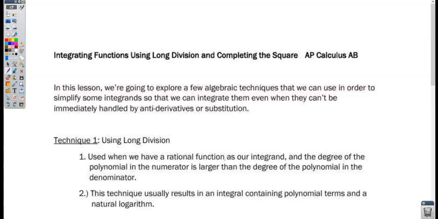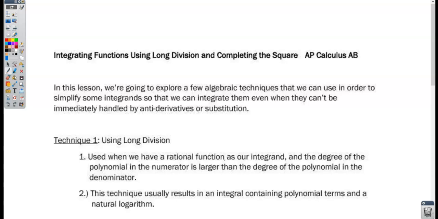Alright, welcome back everybody. In this video we're going to be discussing information from section 6.10 of AP Calculus, integrating functions using long division and completing the square. So it is exactly what it sounds like. We're going to integrate functions. In some cases we're going to use long division to simplify the integrand before we integrate, and in some cases we're going to use completing the square. So let's get right down to it.